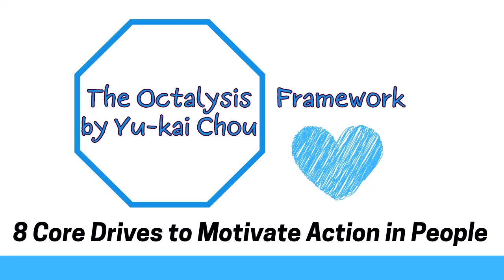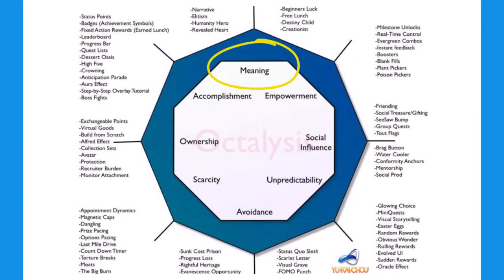Well, they are epic, meaning and calling, development and accomplishment, empowerment of creativity and feedback, ownership and possession, social influence and relatedness, scarcity and impatience, unpredictability and curiosity, and loss and avoidance.